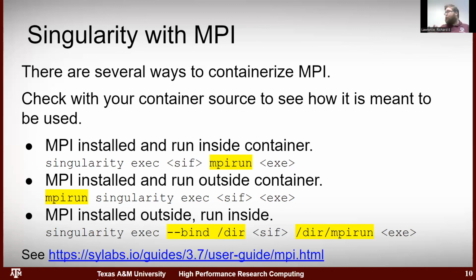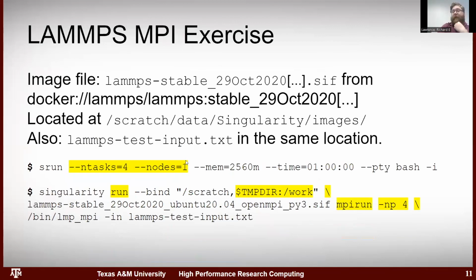But all of this, whichever one you choose, is going to depend on how the developer of the container intended their container to be used. So you will have to find out before you proceed. Here's an example. We're going to do a simpler example where we're going to run MPI that is installed in the container. So it's going to be easy. It's not going to necessarily be the fastest, but it will work.